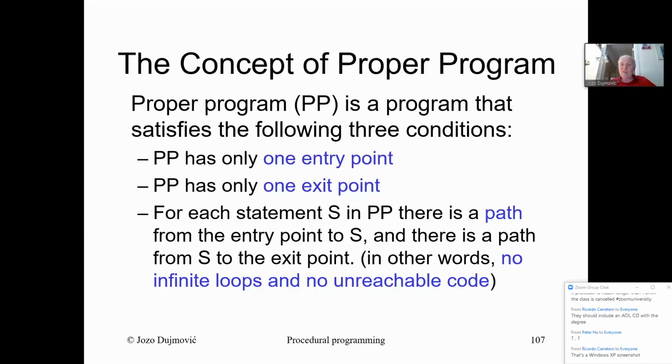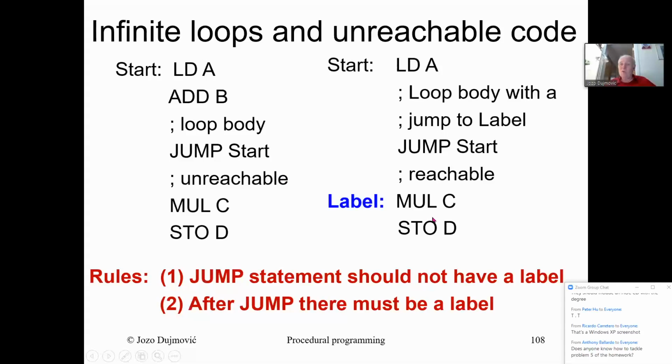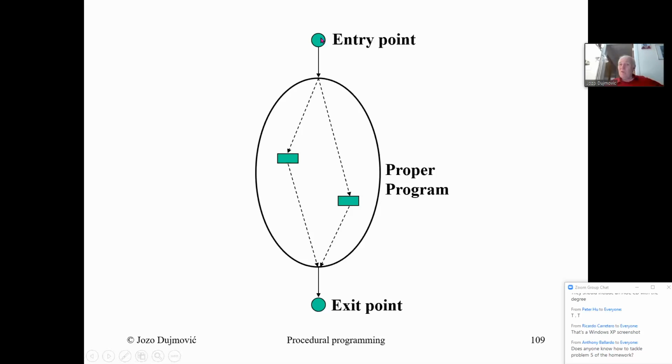The answer to that question is given for so-called proper program. Proper program is program that has one entry point and one exit point, and no infinite loops and no unreachable code. So you have here single entry point and single exit point. And this proper program is this big potato here that has statements inside, like this one. And for each statement, there is a path going from entry point through that statement to the exit point. So you don't enter here and do infinite loop that never exits down.